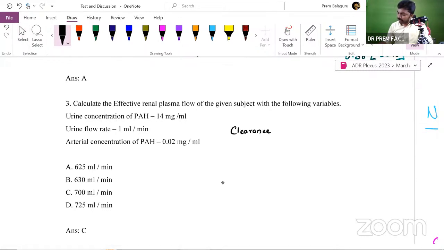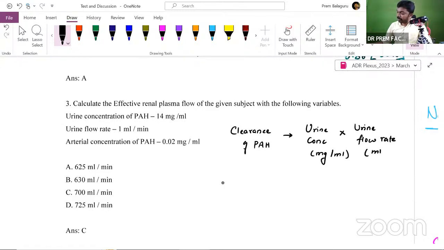So we are actually calculating clearance of para-aminohippuric acid. This includes urine concentration of para-aminohippuric acid multiplied by urine flow rate. Concentration has to be represented in milligram per ml. Flow rate has to be represented by ml per minute. And we have to divide this by plasma concentration. Plasma concentration, doctors, and the formula is going to be UV by P.